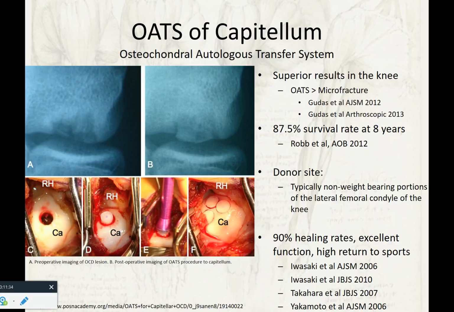So they just tamp it in and try to make it flush with the joint surface there. And if it's a large lesion, they might use multiple plugs, which is pictured in picture F here. In the elbow, this is a much smaller area, so you might only have room for one plug. But the goal is to improve the congruency of the cartilage.